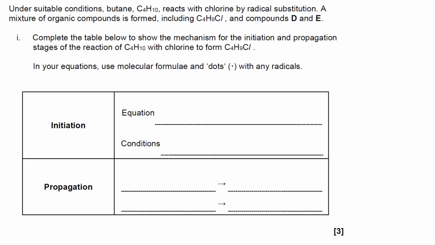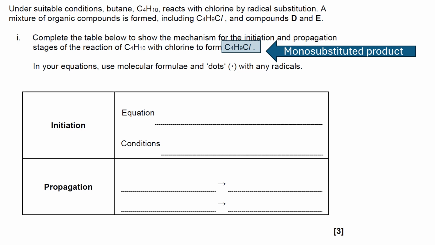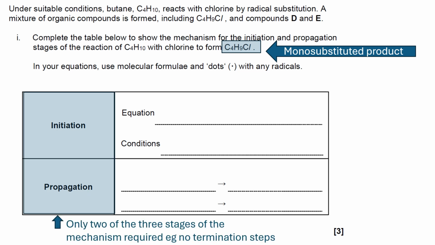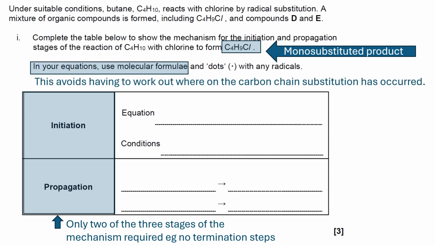Let's have a look at an exam question where they might ask about this. Under suitable conditions, butane C4H10 reacts with chlorine by radical substitution. A mixture of organic compounds is formed, including C4H9Cl. Now that's a monosubstituted product because only one chlorine atom is substituted onto the butane molecule. They don't want you to bother with the termination. It's only two stages, and they want molecular formulae, so that avoids having to work out where on the carbon chain substitution has happened.